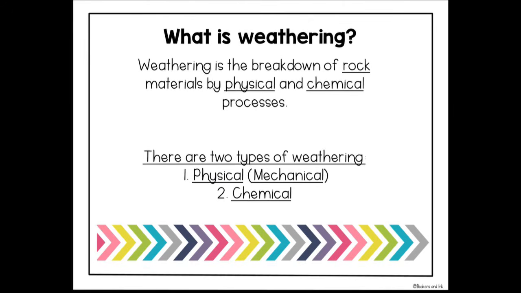So let's go ahead and get a definition for weathering. Weathering is the breakdown of rock materials by physical and chemical processes. We're going to be talking about two different types of weathering, physical weathering and chemical weathering. Now, some people refer to physical weathering as mechanical weathering. They're the same thing. The words are interchangeable. So if you or your teacher decides to call it mechanical weathering, that's okay. Same thing.